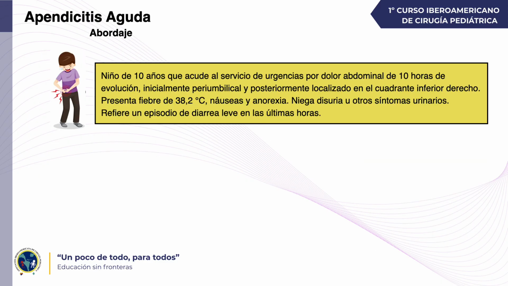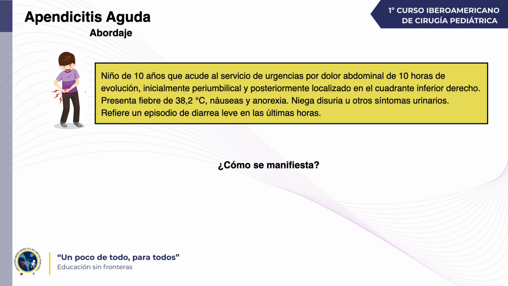And to make this a bit more practical, we will follow a patient through our presentation. So, we have a 10-year-old boy that comes to the ER with abdominal pain for 10 hours. The pain started around the belly button and then moved to the right lower quadrant. He has fever, 38.2 degrees, nausea and loss of appetite, no urinary symptoms, and just one episode of mild diarrhea, and no other complaints to add to these ones.